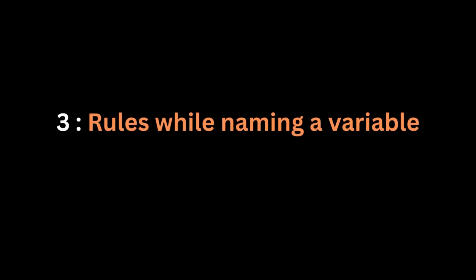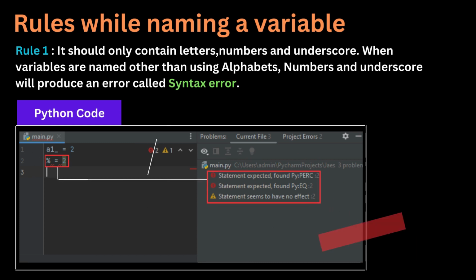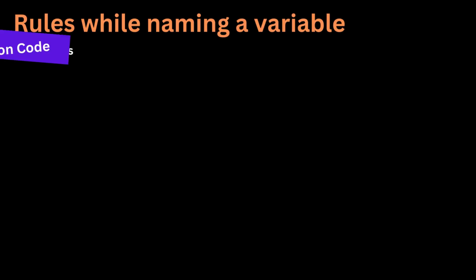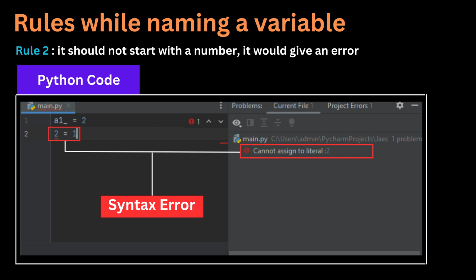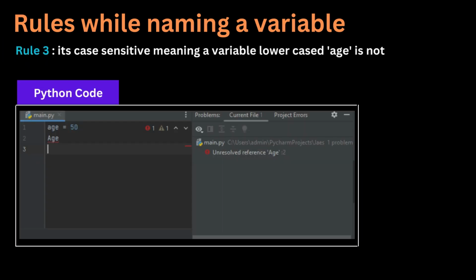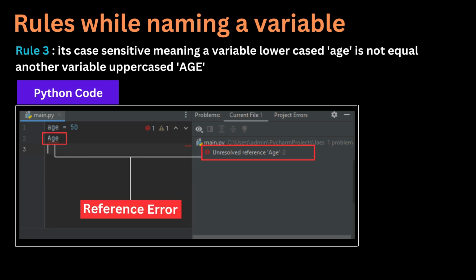Rules to be followed while naming a variable. Rule number 1. It should only contain letters, numbers and underscore. Rule number 2. It should not start with a number. It would give an error. Rule number 3. It's case sensitive, meaning a variable lowercase age is not equal to another variable uppercase age.